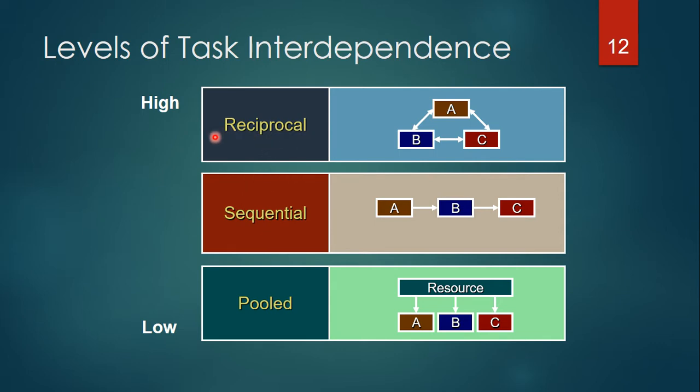Look at the mutual, reciprocal level of interdependence. At the mutual level, you would see interrelatedness, interrelationships, a two-way relationship between A, B, and C. And that's a very sophisticated level of task interdependence. This is a very sophisticated approach for teamwork or level of task interdependence.